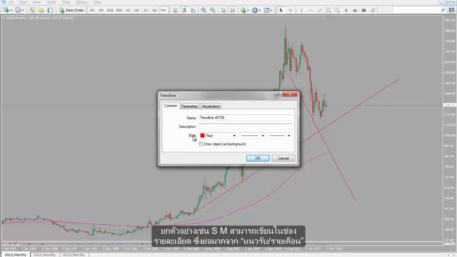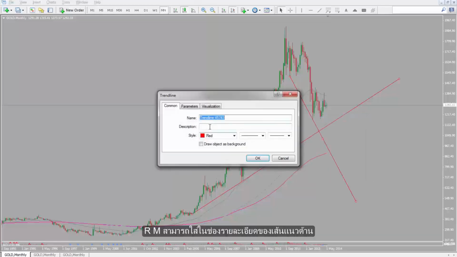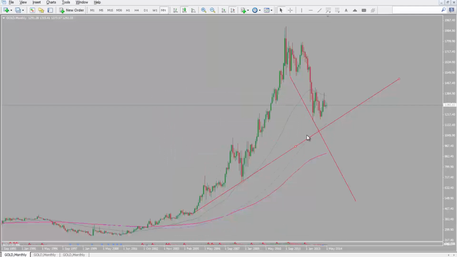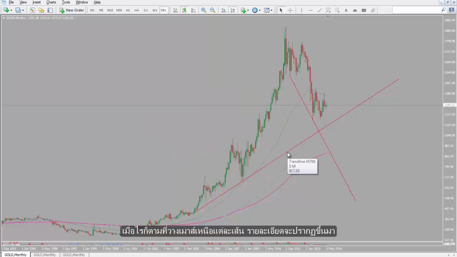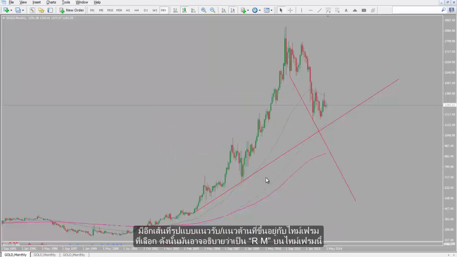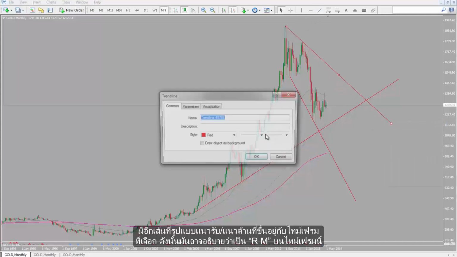For example, SM can be written in the description field, which stands for support/monthly. RM can be entered in the description field of resistance lines. Whenever the mouse goes over each line, the description would be displayed. There is another line which has a supportive or resistance manner depending on the selected time frame, so that it can be described as RM on this time frame.